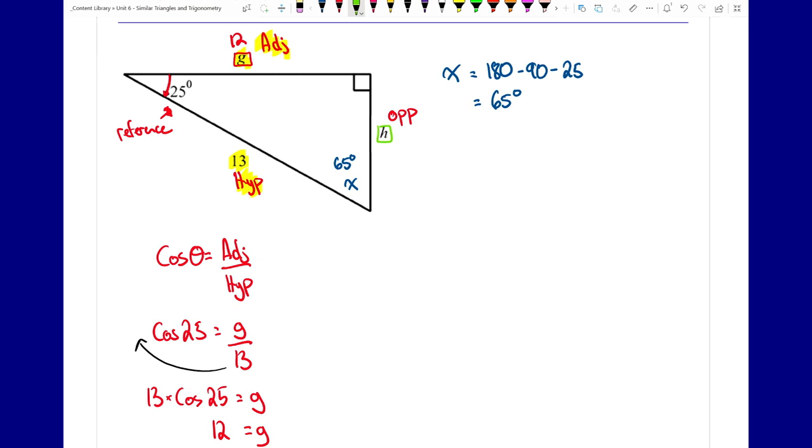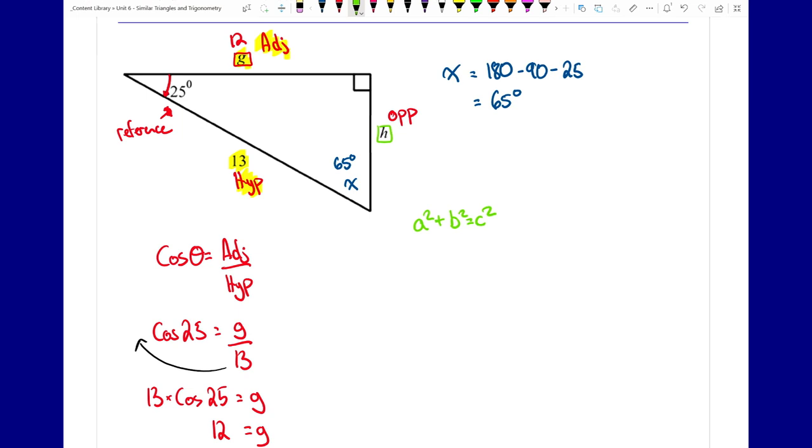Now, there are two ways that we can actually solve for H. One, because it's a right angled triangle, we can use the sum of squares. If I want to find the leg, we'll say b squared is equal to c squared minus a squared. Or if you don't remember that, but you do remember the Pythagorean theorem, a squared plus b squared equals c squared. You could do that and then rearrange.